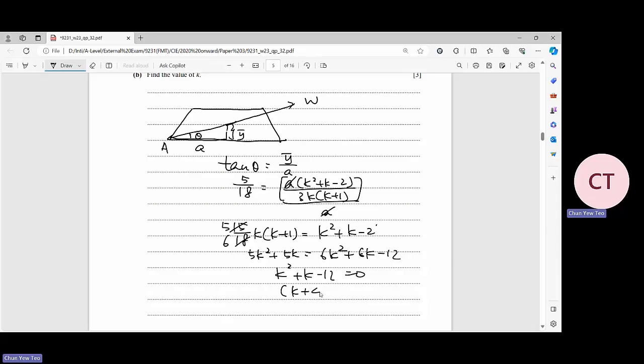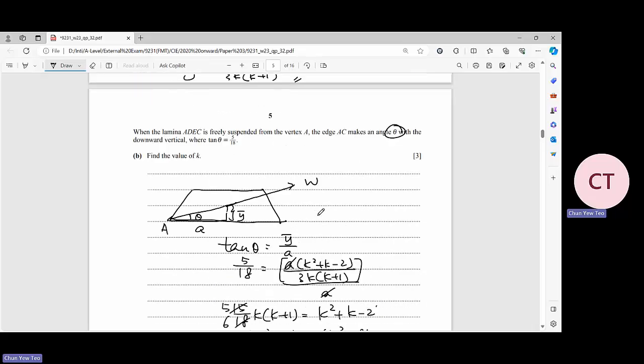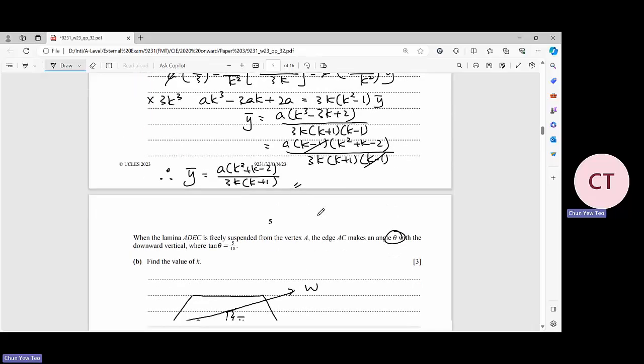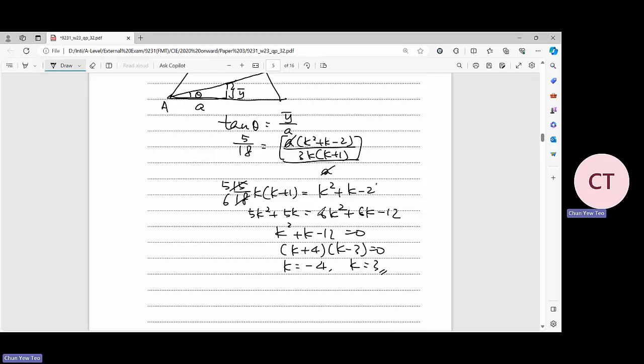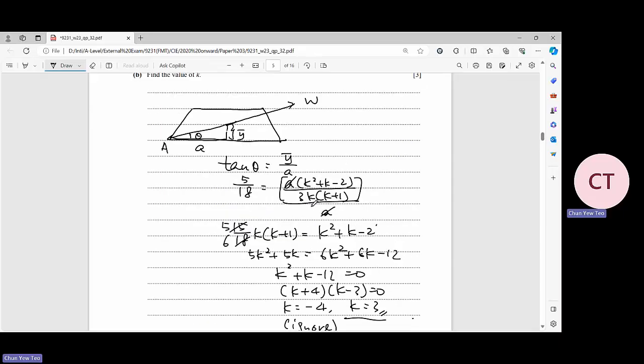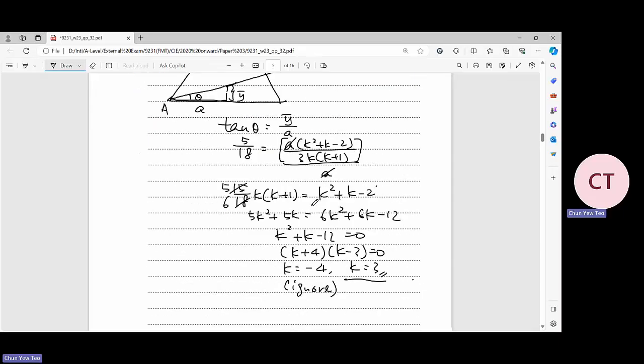Factorize it. K plus 4, K minus 3 equal to 0. K equal to negative 4 and K equal to 3. Obviously, K equal to negative 4 we need to cancel, because K is a length, so it will be positive. So therefore, your K is equal to 3. Just like that, done. That will be the answer for part B.